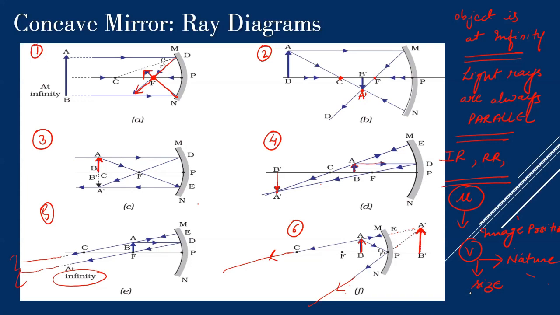At the sixth position, when the object was kept between pole and focus, where is the image formed? The image is formed behind the mirror. It is virtual, it is erect. Okay, and we will be able to see that image in the mirror, right?